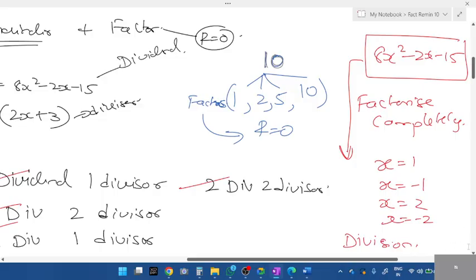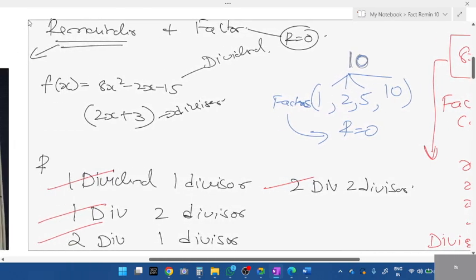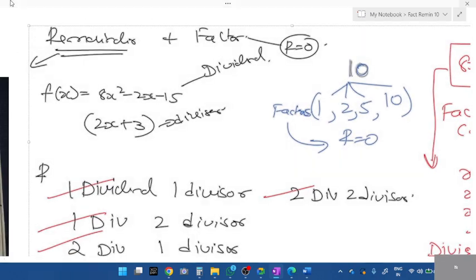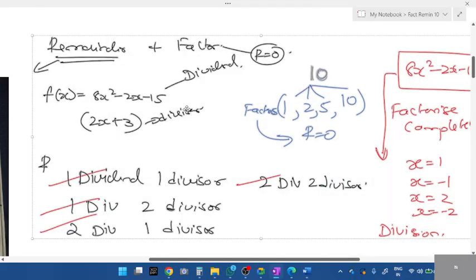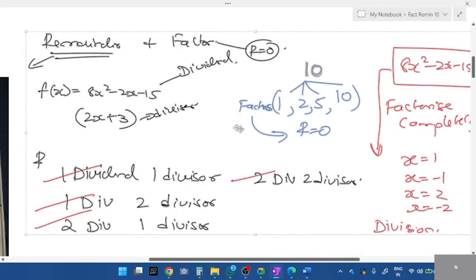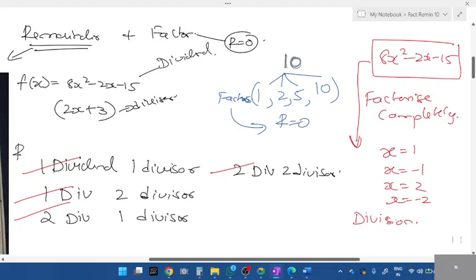Yeah, good morning, Tanishka. Do you know all this concept? Factor and remainder? Okay. Why have you joined late? Did you have science, computer science? Okay. Did you have school today?